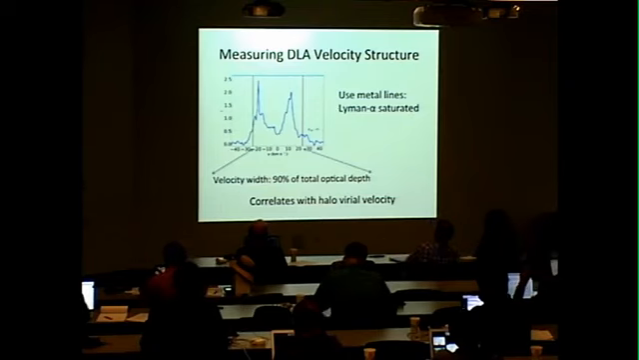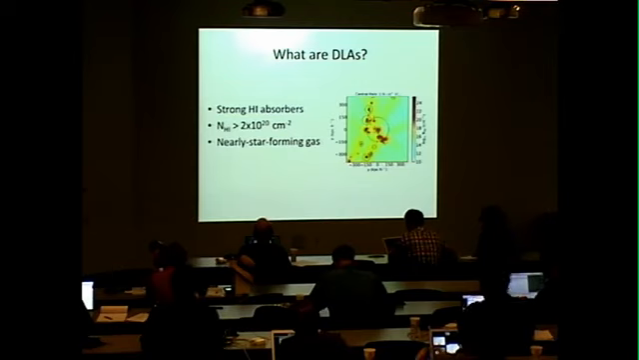So the idea here, their density in atoms per centimeter cubed, their spatial density is about 1/10 of the star formation criterion. So these are nearly star-forming gas. They're dense and they're neutral, and they inhabit moderately sized galaxies. And here's a picture of one just there.